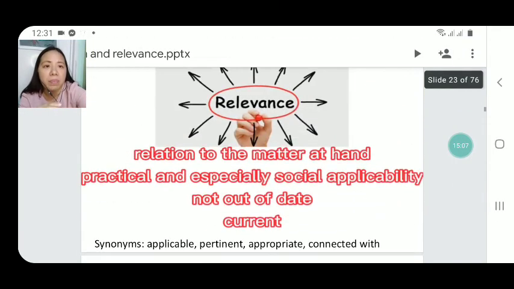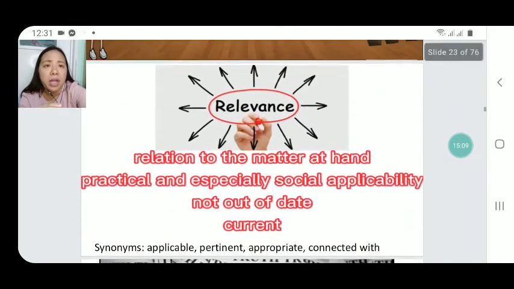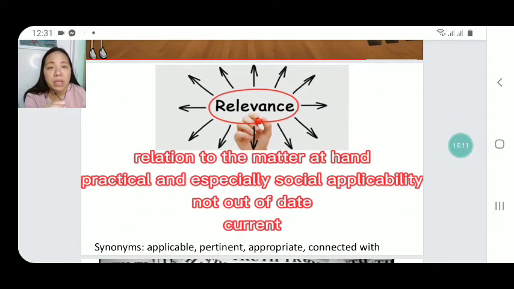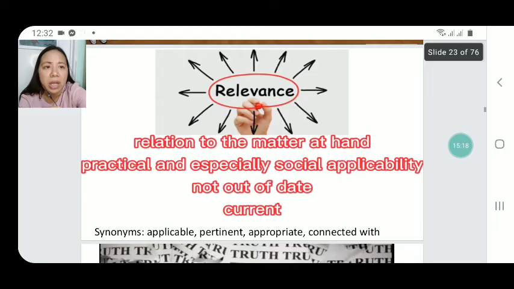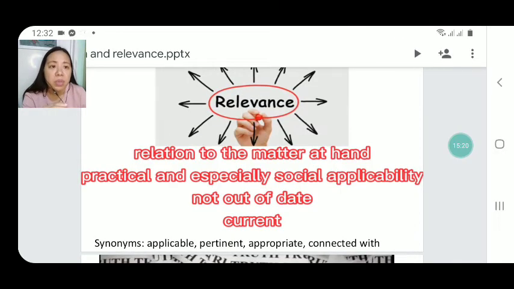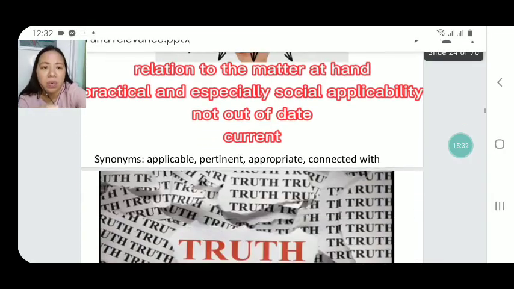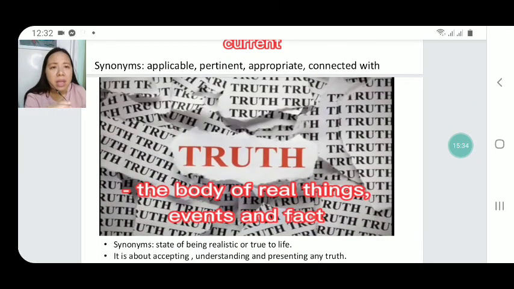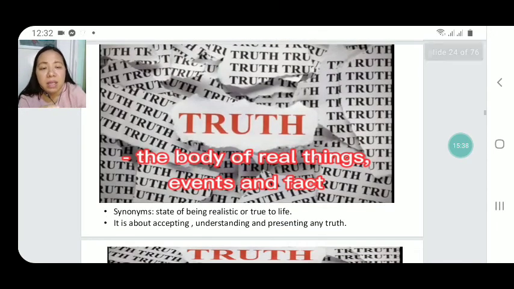Okay, so if you recall, our title for MELC is about the relevance and truthfulness of the ideas we view. When we say relevance, it is about relation to the matter at hand, practical and especially socially applicable, not out of date. In synonyms, it is relevant if it's applicable. Relevance means pertinent, appropriate, and connected with. When we say naman truth or katotohanan, it is about reality, the body of real things, events, and facts.